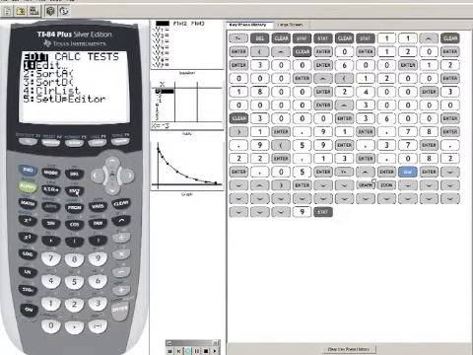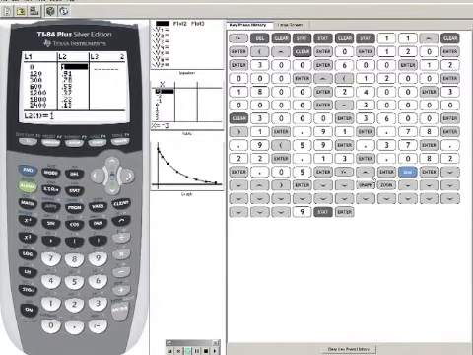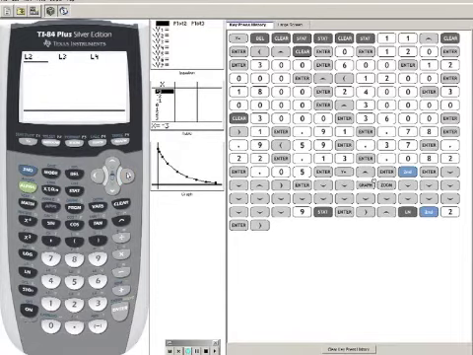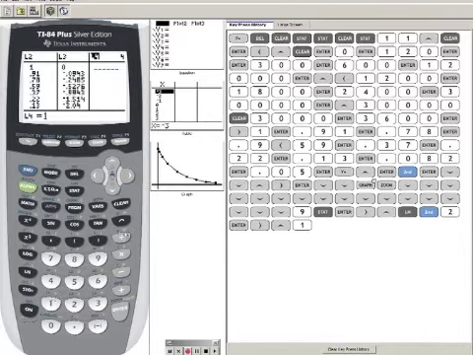Does that look like a straight line? Nope. So we're going to have to push stat, go up to L3, and if you highlight L3, then you can push ln of L2. So we're going to push ln, and then second 2, which is L2. Push enter, and it auto-populates that column. And we're going to go ahead and populate L4 as well. We said we were going to put 1 over L2, which is our concentration.